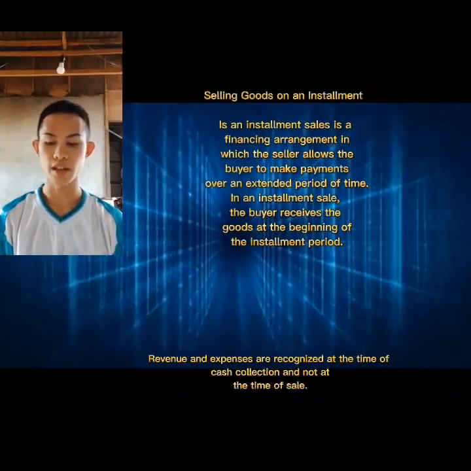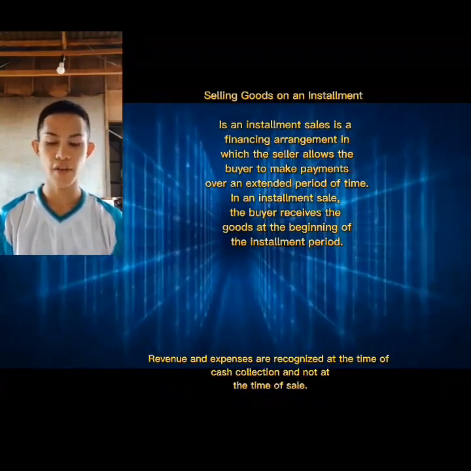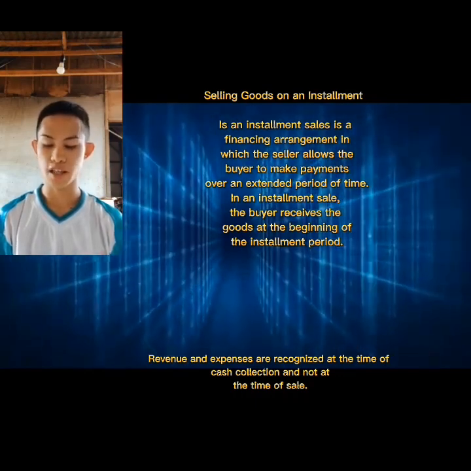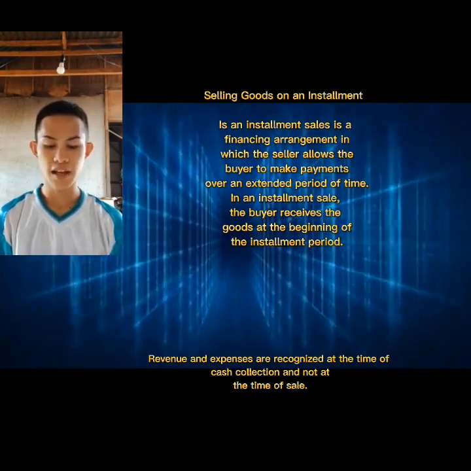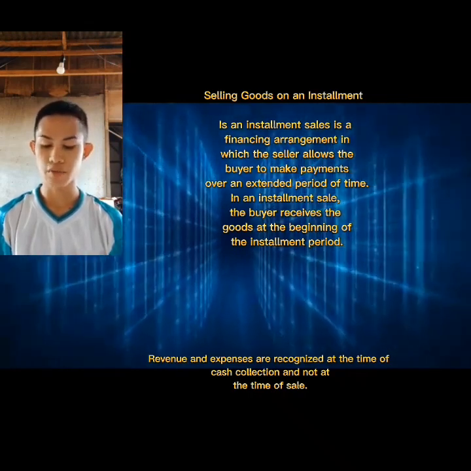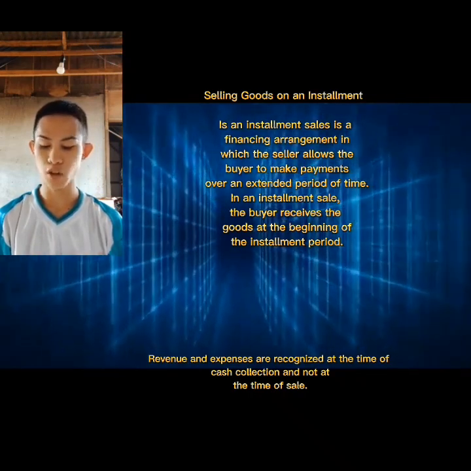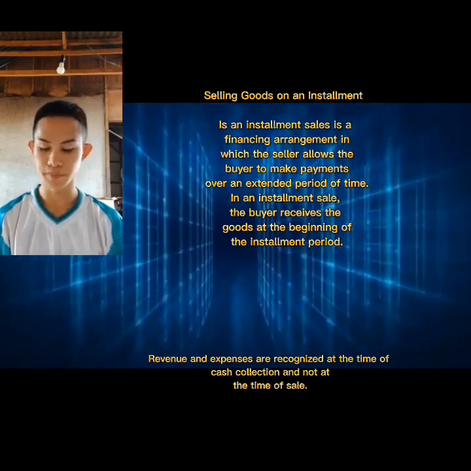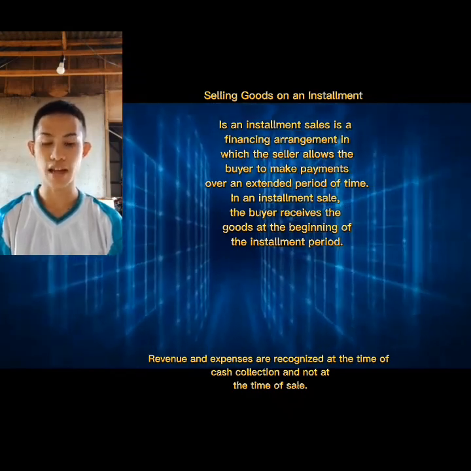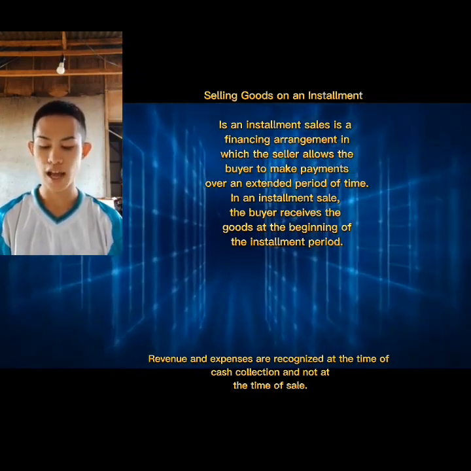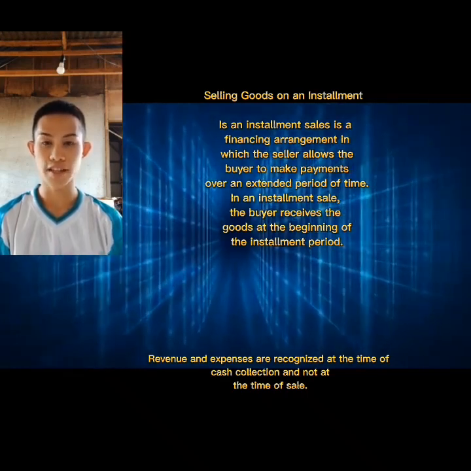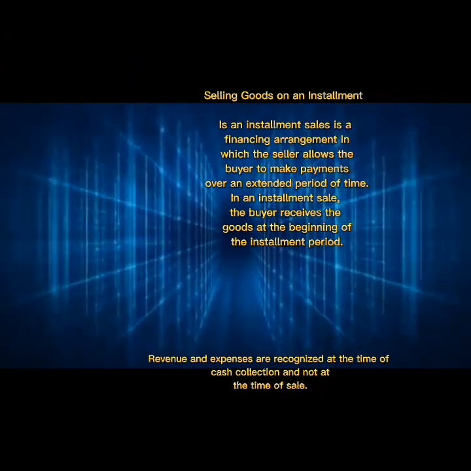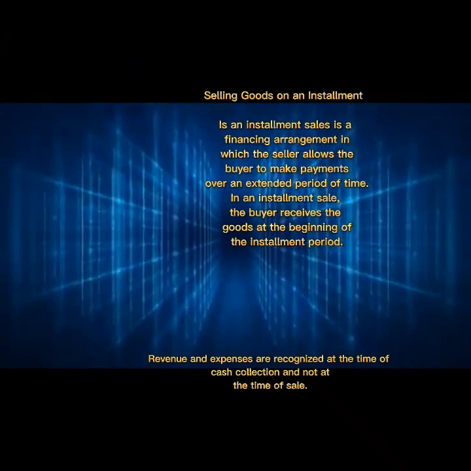Selling goods on installment, or an installment sale, is a financing arrangement in which the seller allows the buyer to make payments over an extended period of time. In an installment sale, the buyer receives the goods at the beginning of the installment period and makes payments over the installment period. Revenue and expenses are recognized at the time of cash collection and not at the time of the sale.